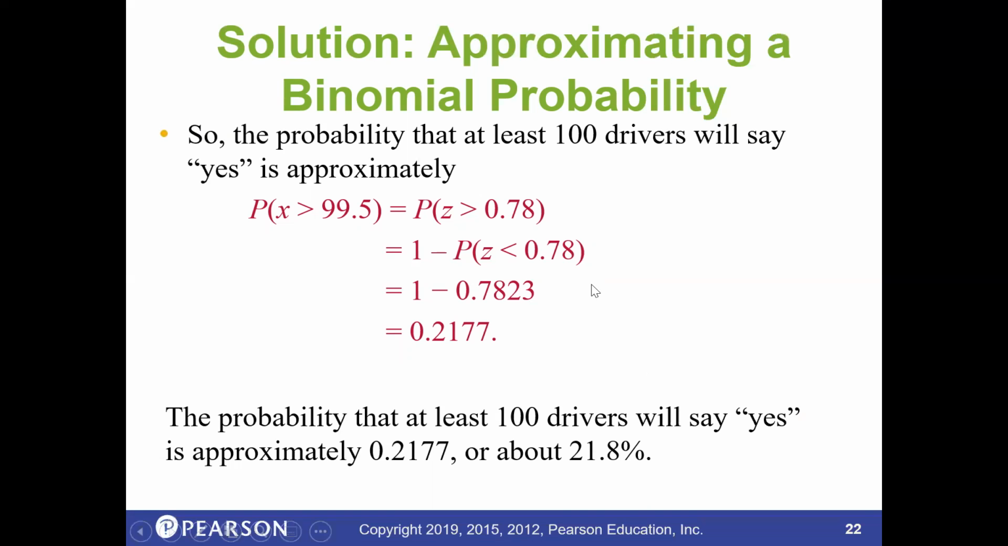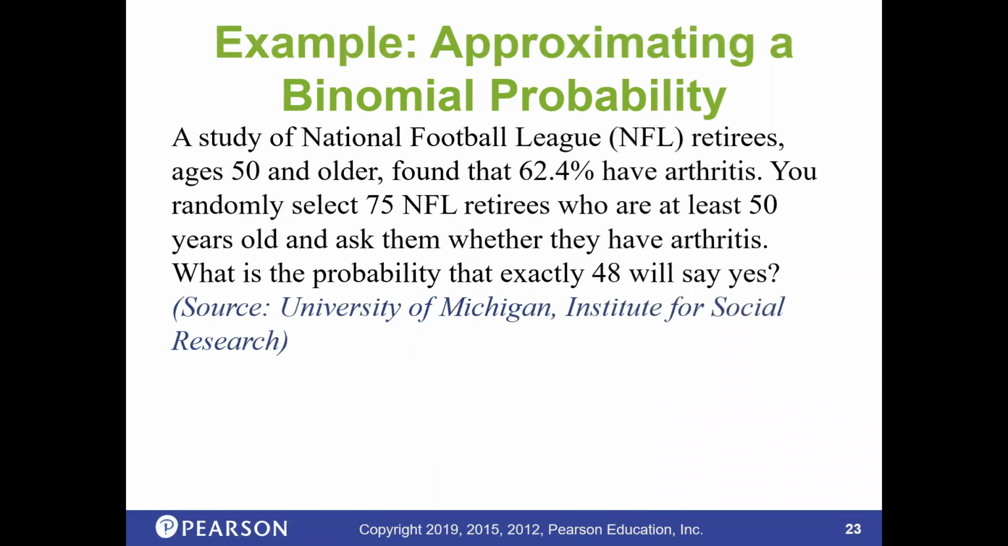Boom, one more. So we did a left tail test, a right tail test. Let's do the one that's kind of like right in the middle. So study of the NFL retirees, here it is, 50-year-olds or older, found that 62.4 of them have arthritis. So you randomly select 75 NFL retirees who are at least 50 years old and ask them whether they have arthritis.